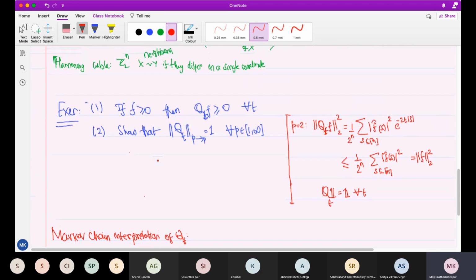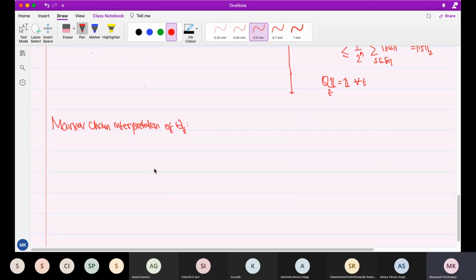What is it? By the way, another small exercise was there, which I forgot. Anyway, it will come. Maybe after this Markov chain interpretation, I can tell it. So how you interpret this in Markov chain terms is like this. You take Z2 to the n. So these are points of Z2 to the n.